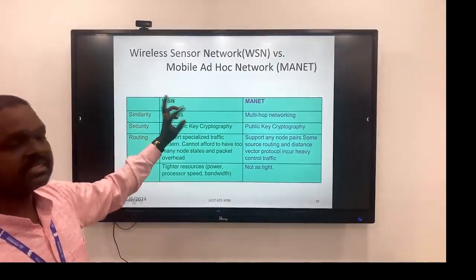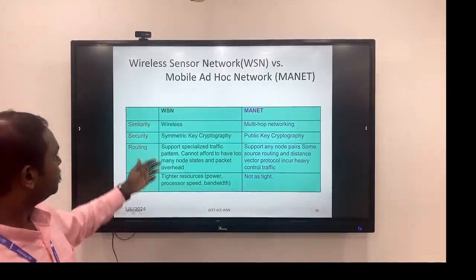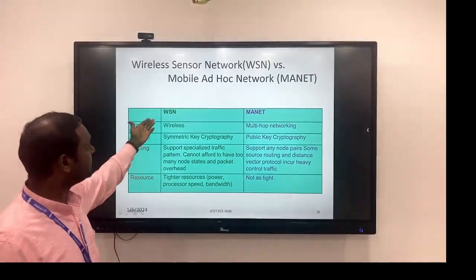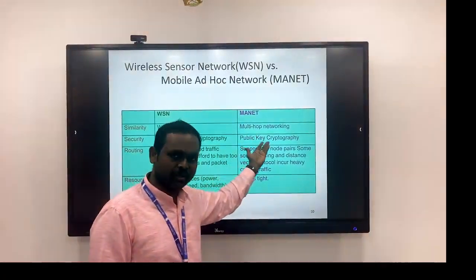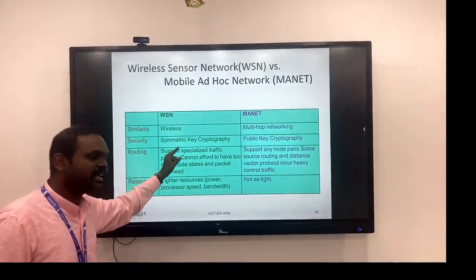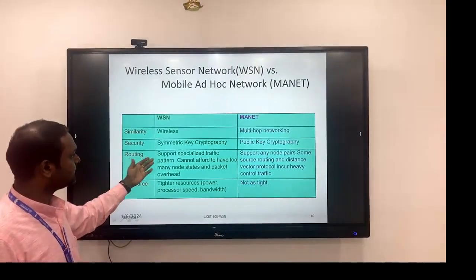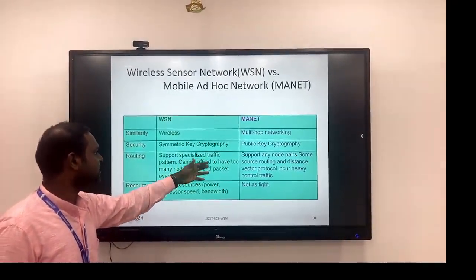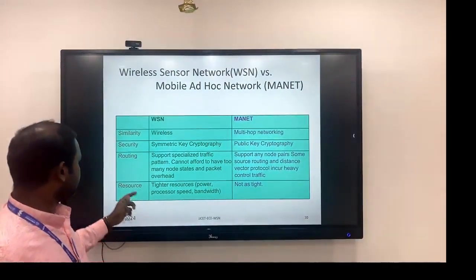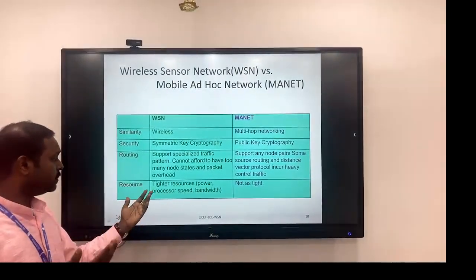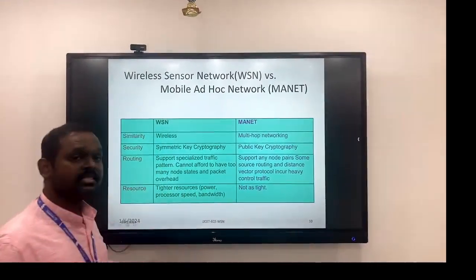These are the differences for your clarification: wireless sensor network versus mobile ad hoc networks. Let us consider the similarity of wireless sensor network with mobile ad hoc networks. The similarity here is wireless and multi-hop networking. The security here is symmetric key cryptography, and there it is public key cryptography. The routing here supports a specialized traffic pattern, but there it supports any node per source routing, etc. Resources here are tighter, I mean for power, processor speed, bandwidth, etc. This is not like wireless sensor networks.